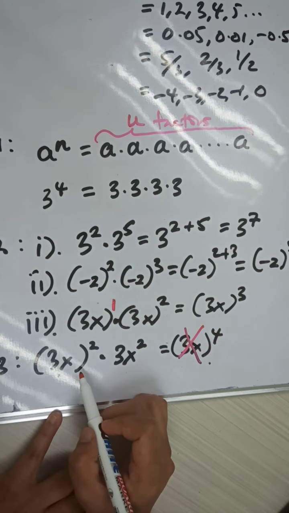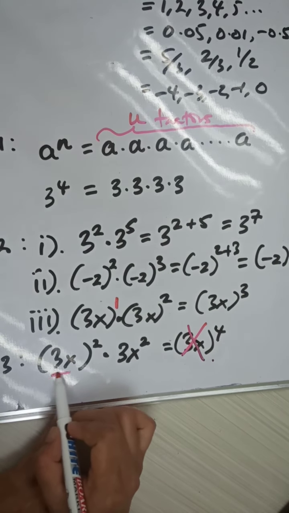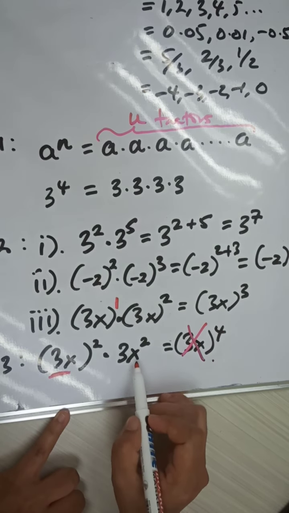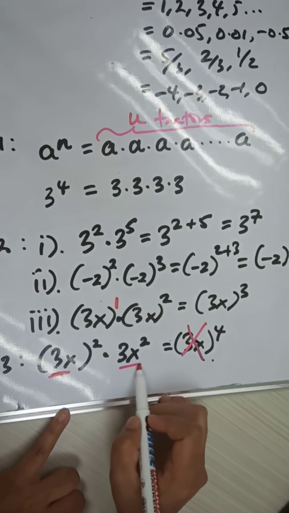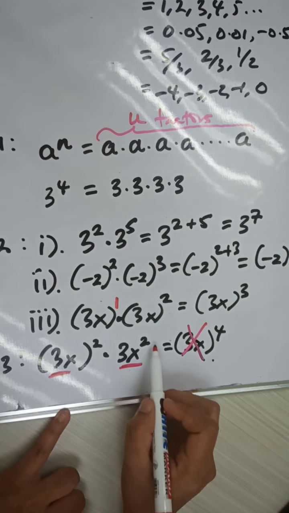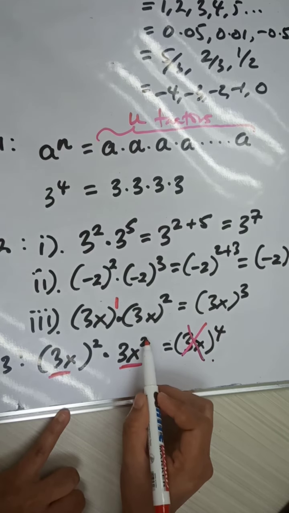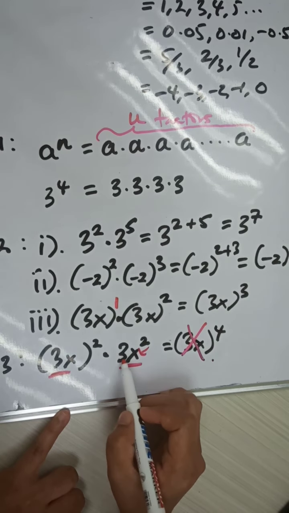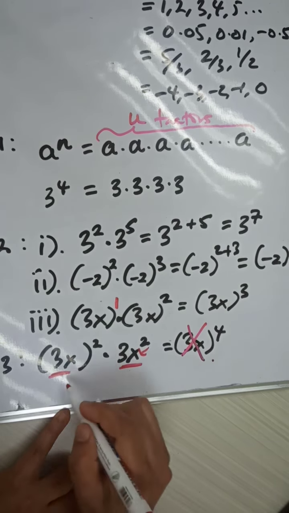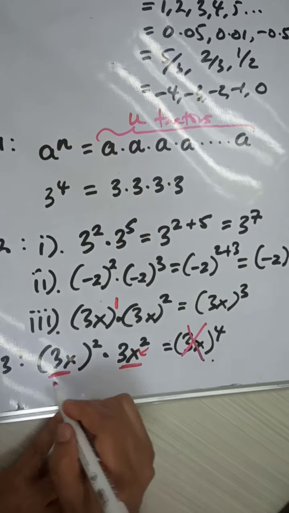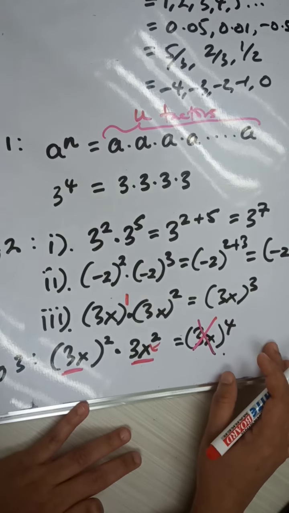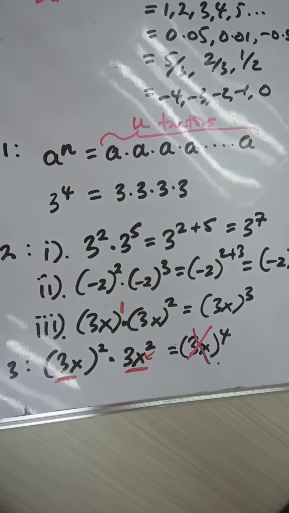You have to take note that now our base is 3x. For the second one, the base is only x, which has the exponent. Meaning that 2 is only for x, not for 3. So the way we solve this question will be a bit different. So the answer that I gave you just now is wrong, for example 3. Now we proceed next.